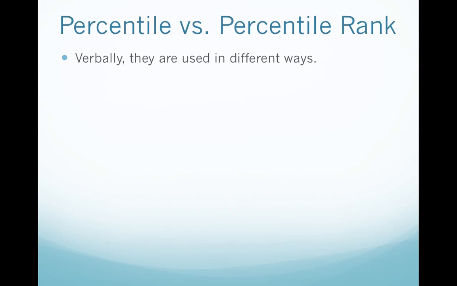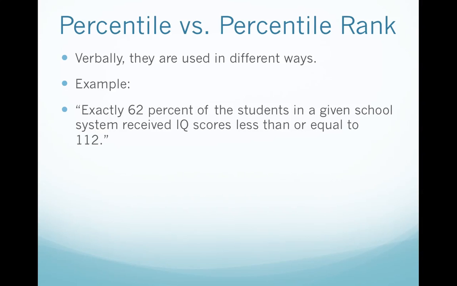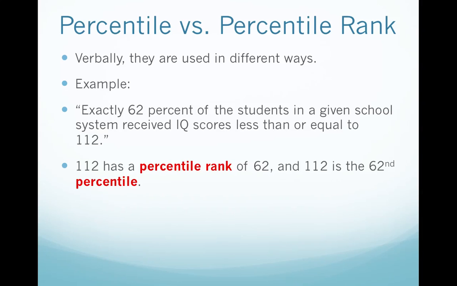Okay, percentile versus percentile rank. They're very similar, but verbally they're used in different ways. We may say that exactly 62% of the students in a given school system received IQ scores less than or equal to 112. So it means that of all the students who took an IQ test, 62% had scores of 112 or less. So we say that 112 has a percentile rank of 62. We could also say that 112 is the 62nd percentile.